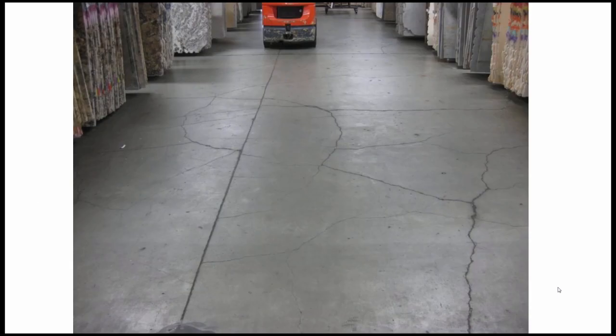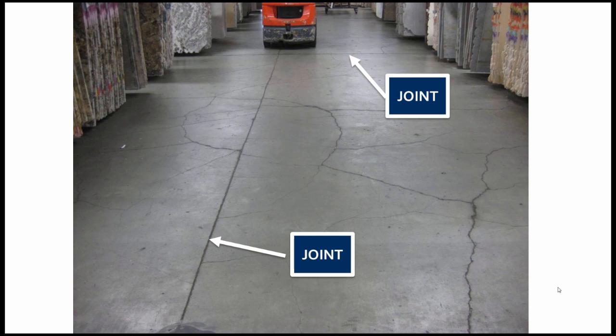And so here's an example of a typical industrial slab. They store heavy stone slabs, a different kind of slab, in this facility, and they carry them around with forklifts. So you can imagine we get a lot of demand. We have a lot of our typical conditions here.